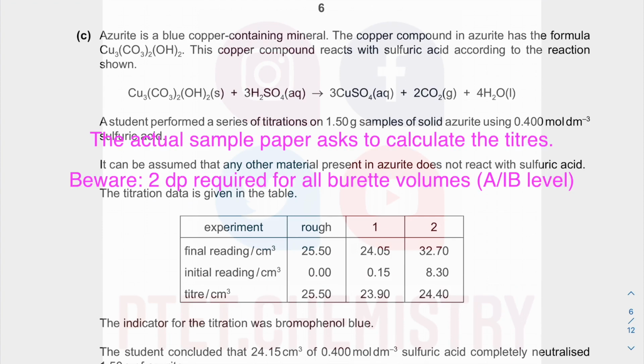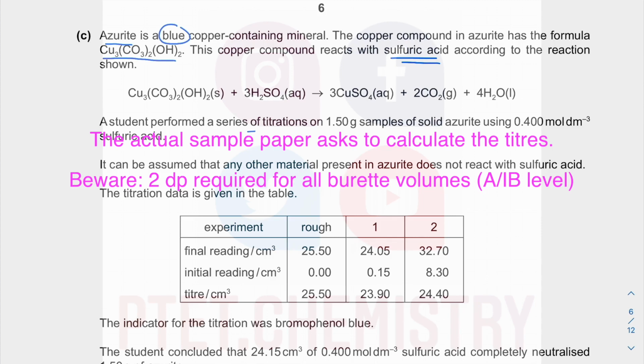Next up, you have azurite. So this is blue, and it's a copper containing compound. Again, it looks like a mixture again. So it reacts with sulfuric acid according to this reaction shown.